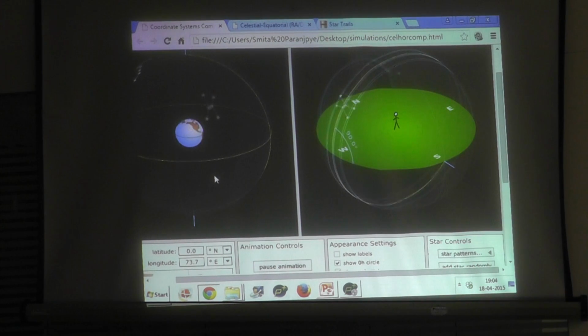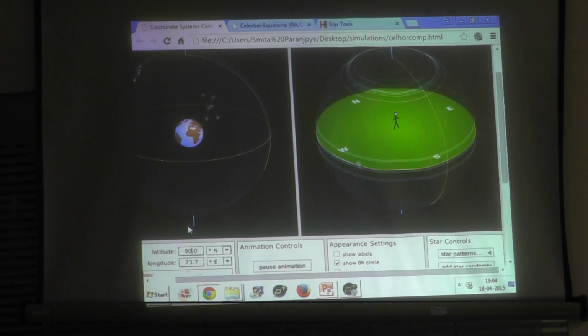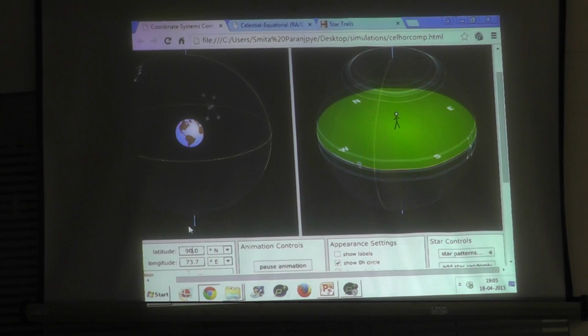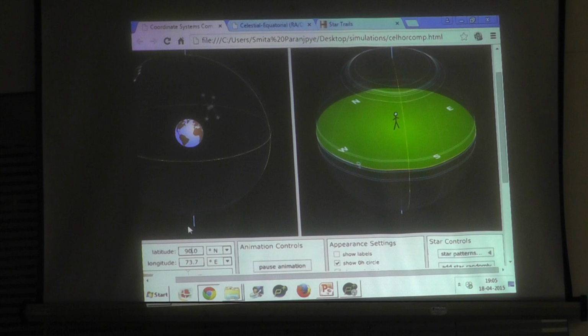But now, as the pole star, or as we go to the North Pole, the pole star will be directly above us because it's at 90 degree altitude and 90 degree latitude. And that is why these circles will be in such a fashion at the North Pole. So at the North Pole, all stars will be seen, but no star will either rise or set. So everything will be there.